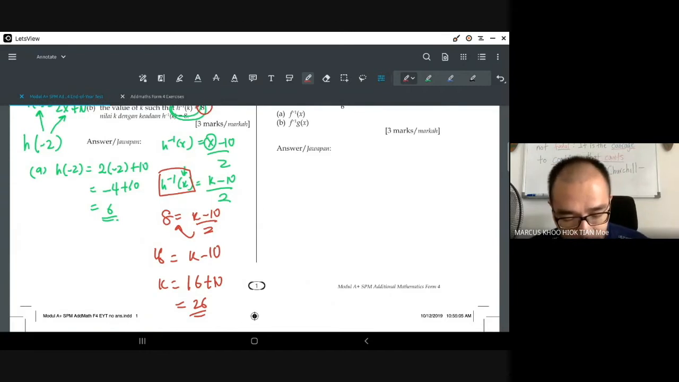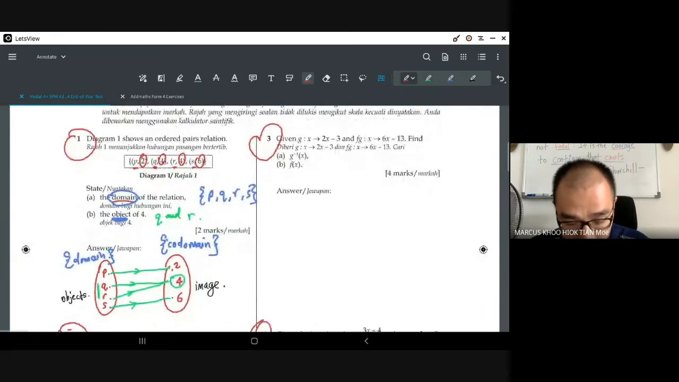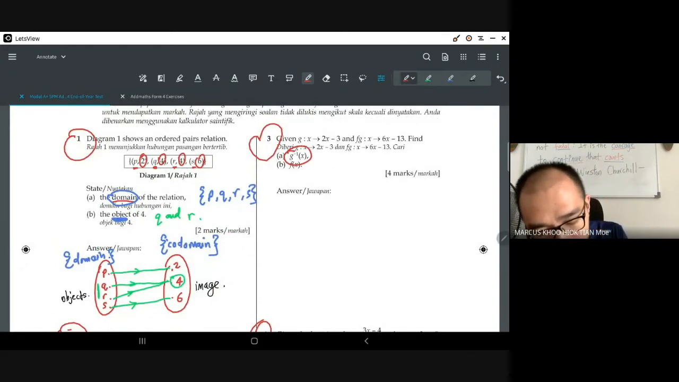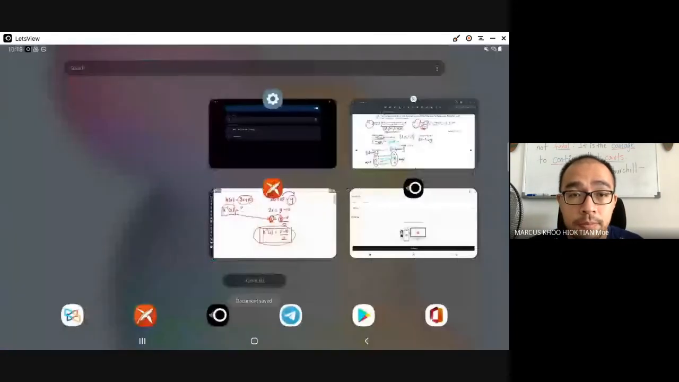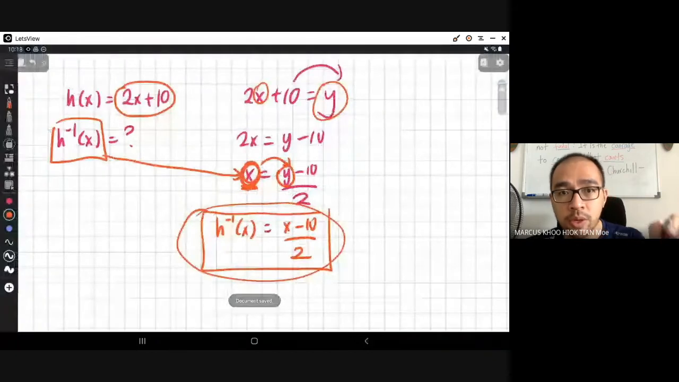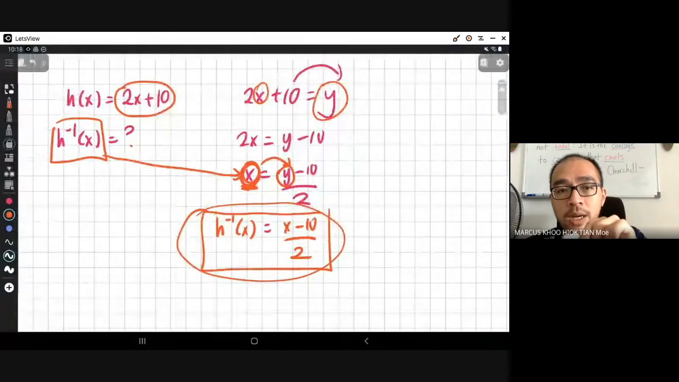Okay, let's do number 3. Now, given that g(x) equals to 2x minus 3, let's first of all find g minus 1 of x. Okay, I gave you the tip just now. If you want to find the inverse function, 2x minus 3 equals to y. Okay, can you please find the inverse function for me, please? Everyone, I want you to try this now. Follow the step that I showed you just now, the one I said you equate to y and then you move things across.